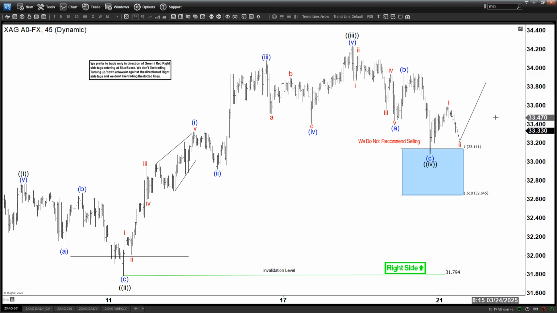Okay, now alternate. Well, we can break below the low and do a bigger double correction like this. This become WX and then Y. And then we'll find another support at the next 100% extension in that case.